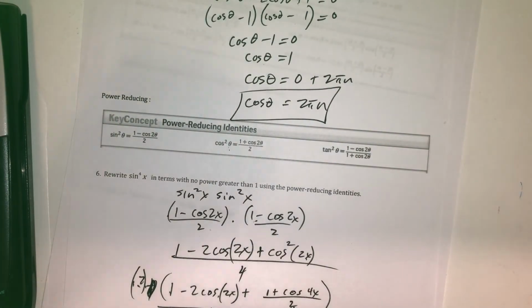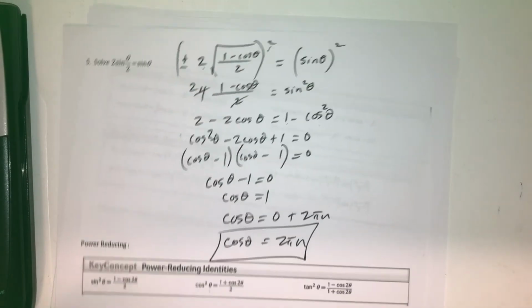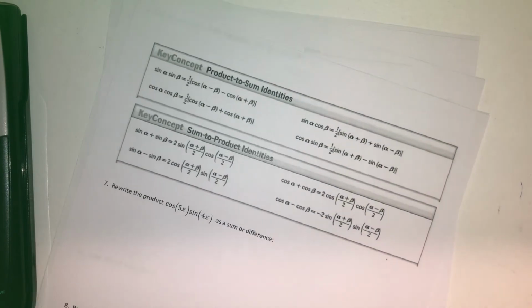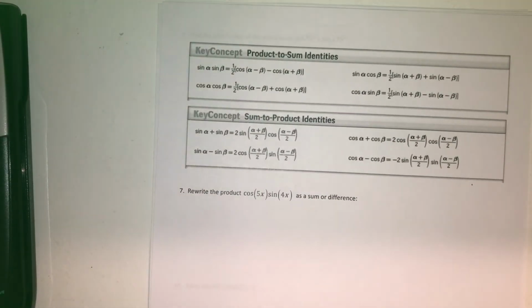All right, that would work, okay? All right, let's move on. Here are the product to sum identities that you need to learn, okay? I'm not going to read all of them. I'm just going to make sure we see how to work them. You can read them all when you get a chance.